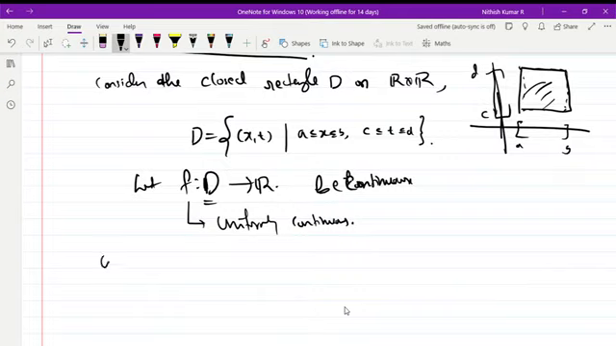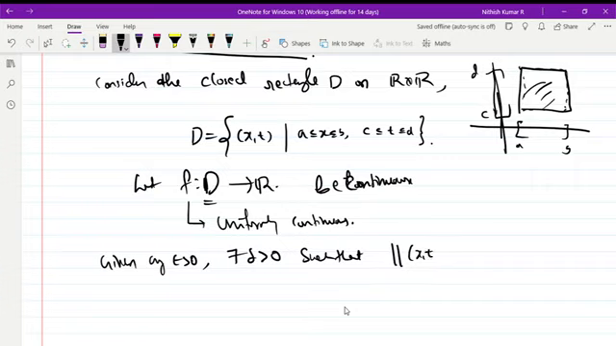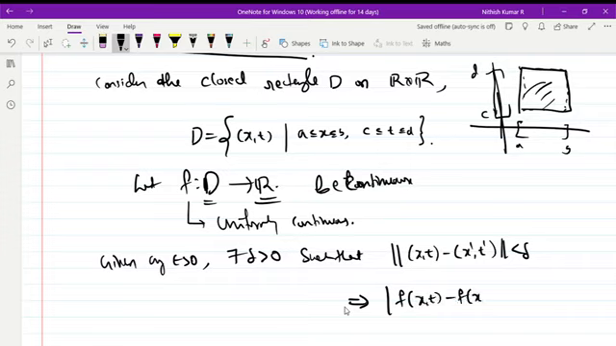Hence, given any epsilon greater than zero, there is a delta greater than zero such that the norm of (x, t) minus (x', t') less than delta implies the modulus of f(x, t) minus f(x', t') is less than epsilon, because my f maps to R.